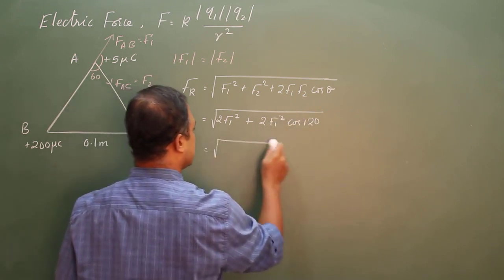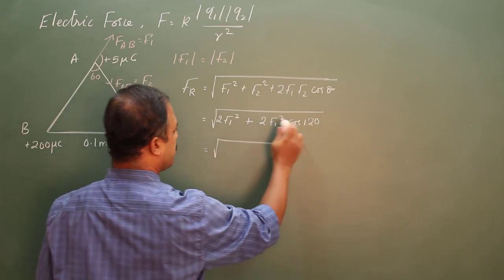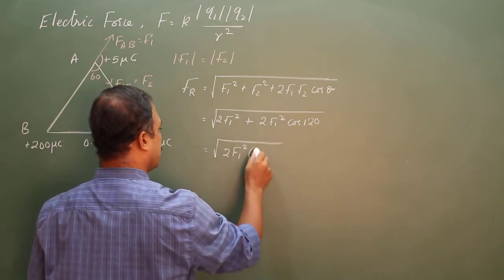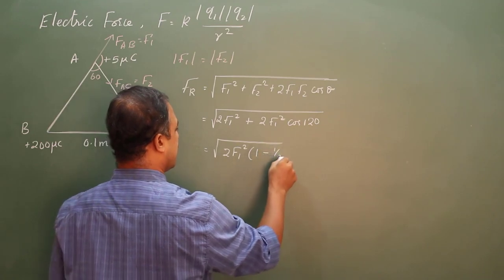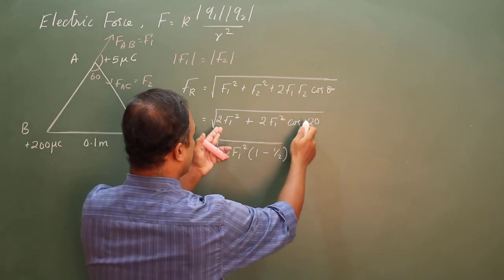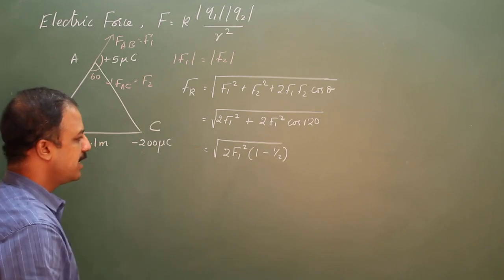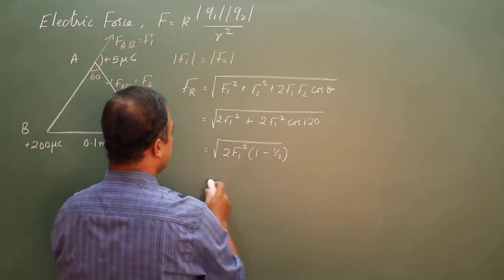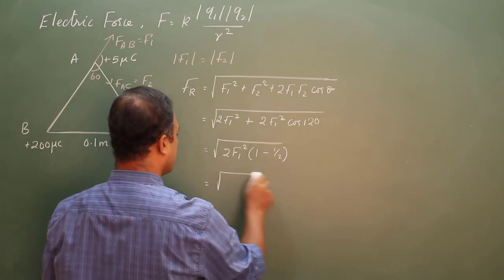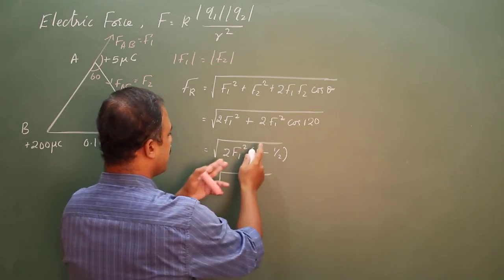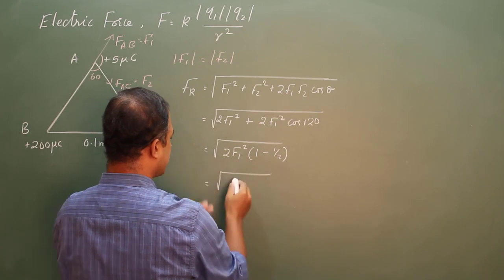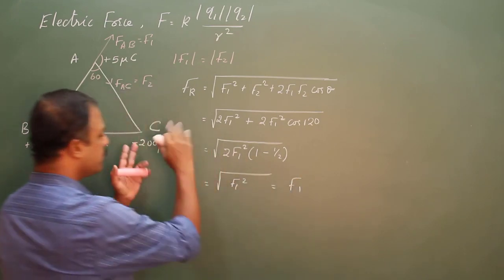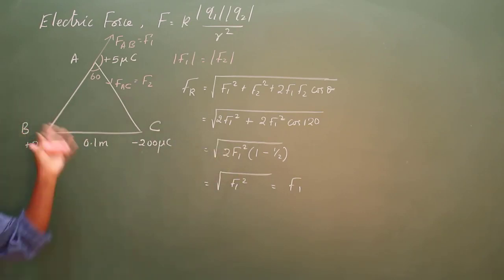Now this is 2F1 squared plus 2F1 squared cos of 120. 2F1 squared is common into 1 minus half. So cos 120 is minus half. So when you take this expression, this is root of 2F1 squared, 1 minus half is half, so 2 gets cancelled out, it is F1 squared, which will give you F1. So the resultant force is equivalent to one of the forces.